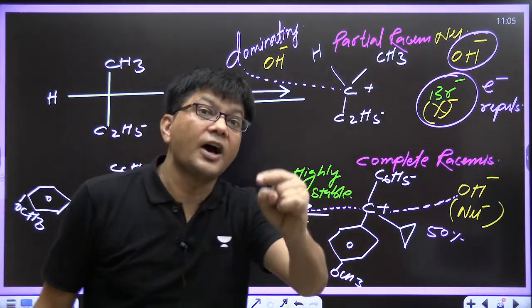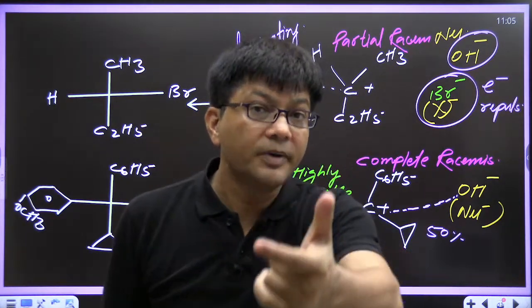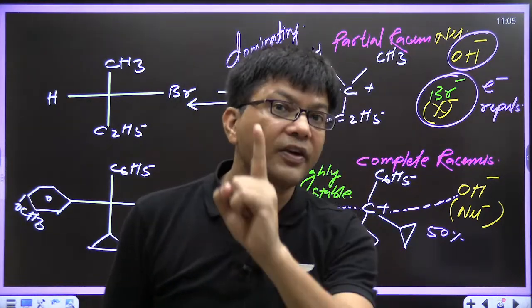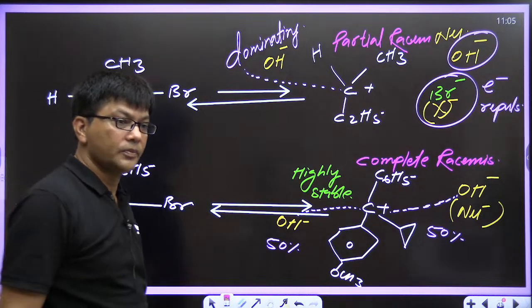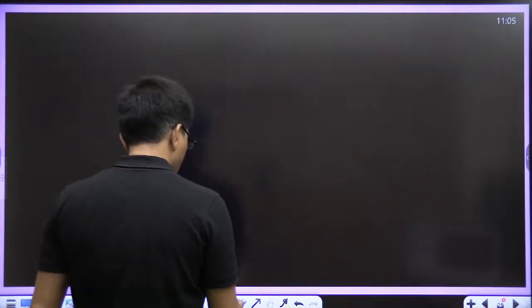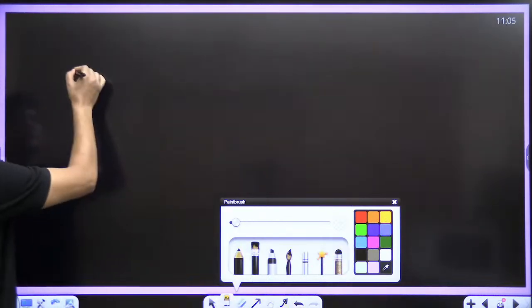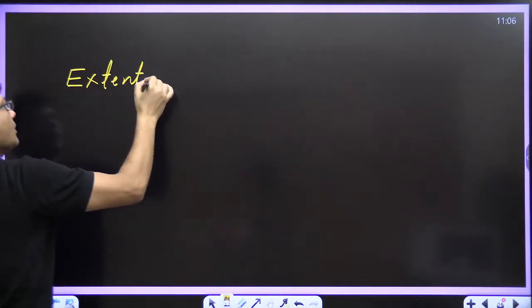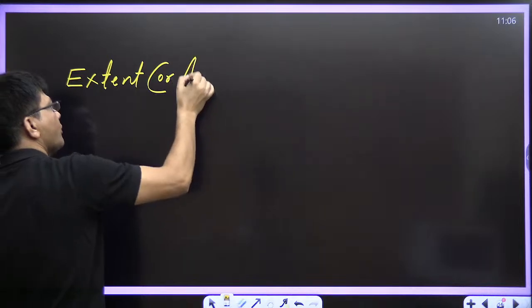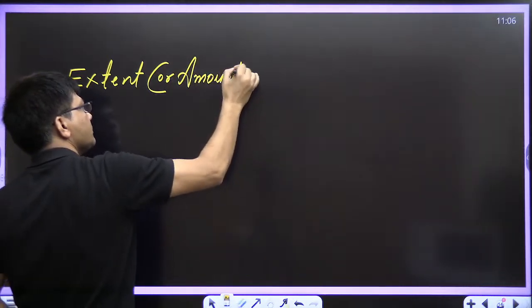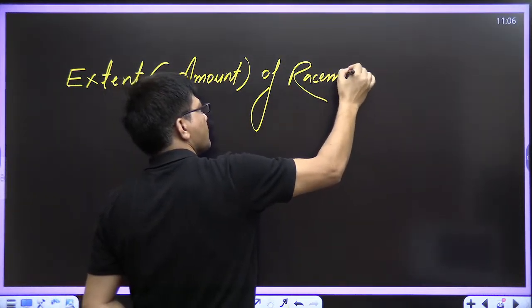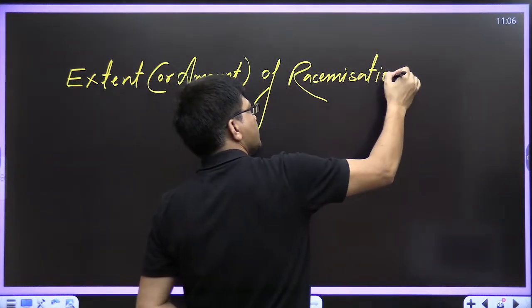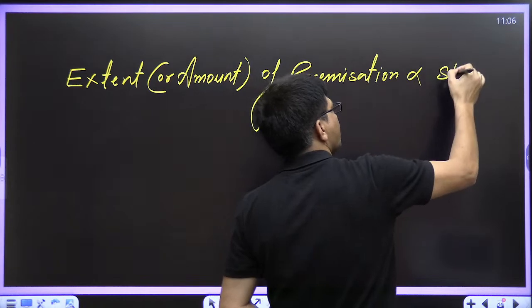More is the stability of carbocation, more will be the amount of racemization. So I can say the extent of racemization is directly proportional to the stability of carbocation, kids. Am I right or not? Better to say the extent of racemization, or the amount of racemization, is directly proportional to the stability of carbocation.